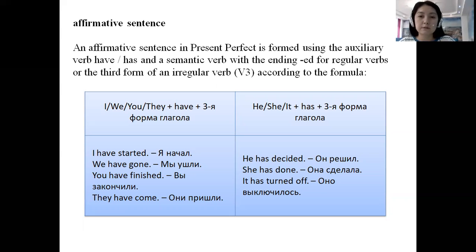In the third person singular, he, she, it, we use has plus the third form of the irregular verbs and regular verbs with ed. For example, he has decided, он решил; he has done, он сделал; it has turned off, оно выключилось.